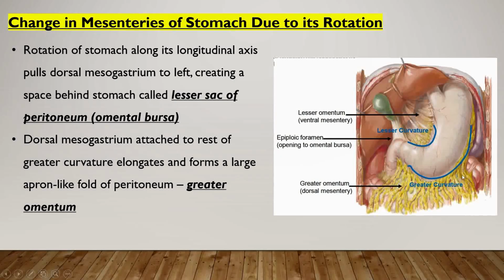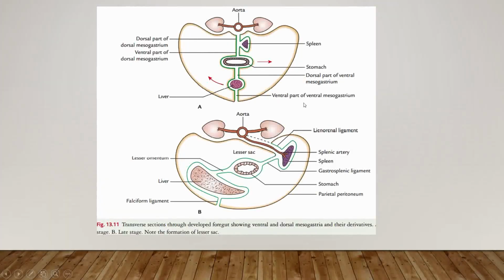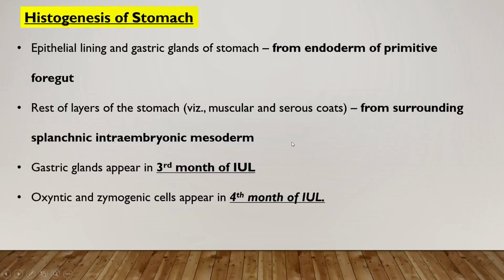In the same way, the greater omentum is the ventral part of dorsal mesogastrium, which is present between the greater curvature of the stomach and spleen. So here is the image which you can see because of the rotation. You can see here, this is the gastrosplenic ligament, this is the lesser omentum, here is the falciform ligament. So this is here the ventral mesogastrium, and here is the dorsal mesogastrium.